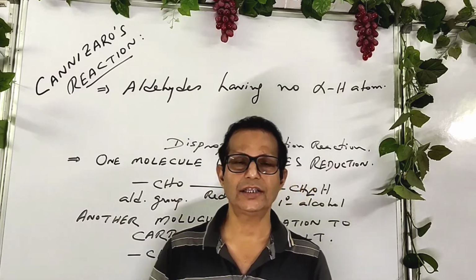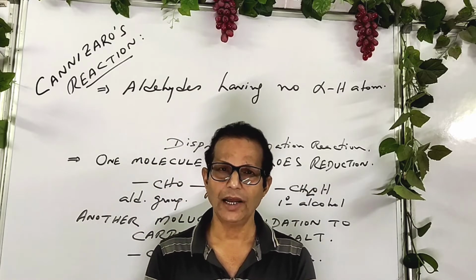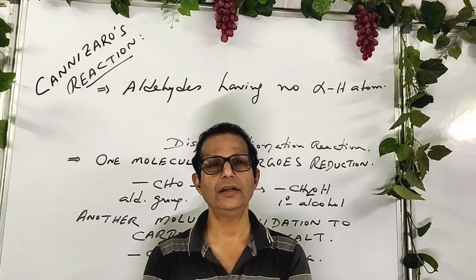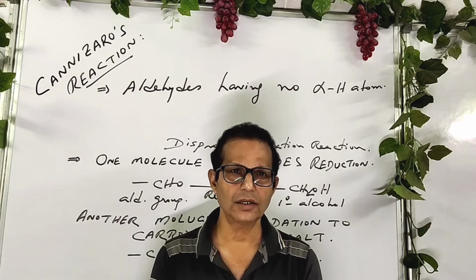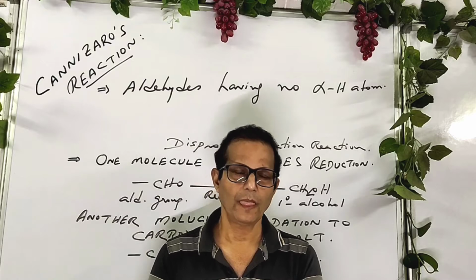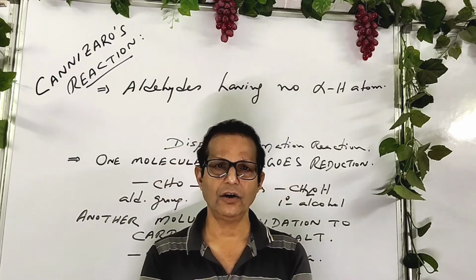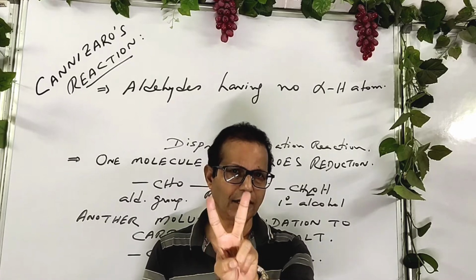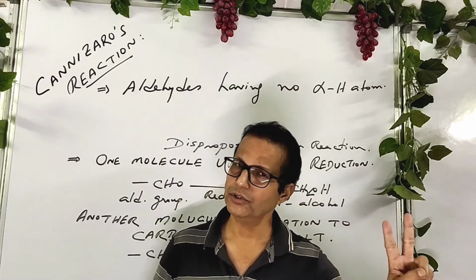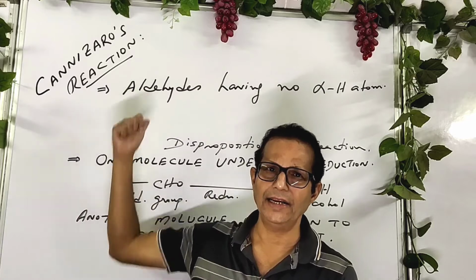In aldol condensation, the reaction occurs in presence of dilute alkali. During Cannizzaro reaction, the reaction occurs in presence of concentrated alkali. In aldol condensation, whether you take aldehyde or ketone, take two molecules. In Cannizzaro also use two molecules. Now understand Cannizzaro's reaction.